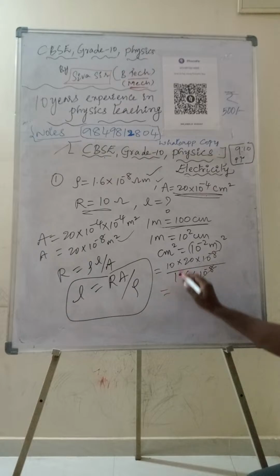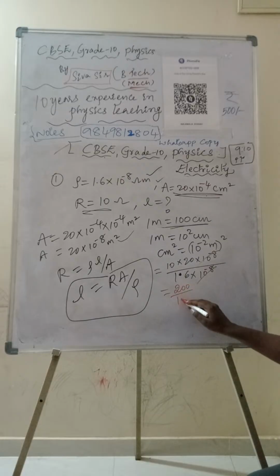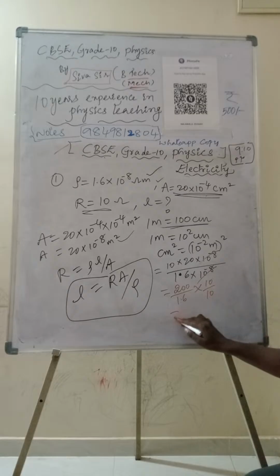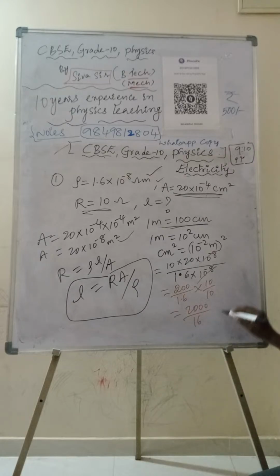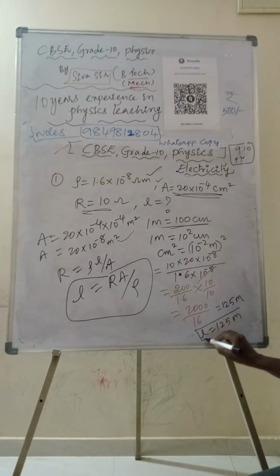Then what will be the remaining? Here you can take 200 by 1.6. Then if you do 10 by 10, you'll get 2000 by 16. So 16 into 125 gives 2000. You can check the answer once. So L equal to 125 meter. This is the answer.